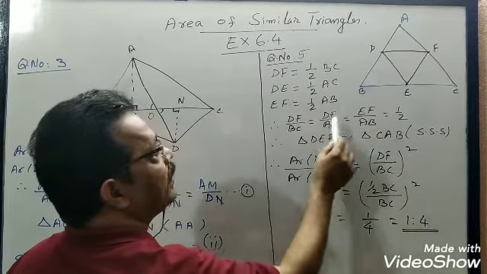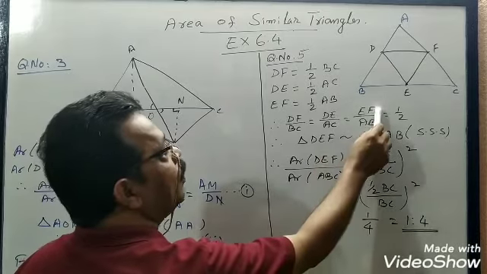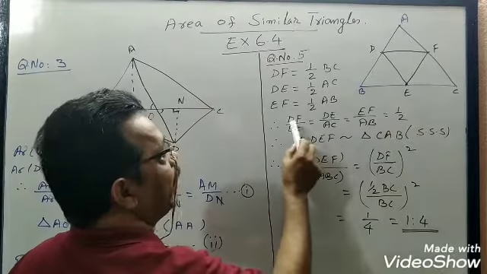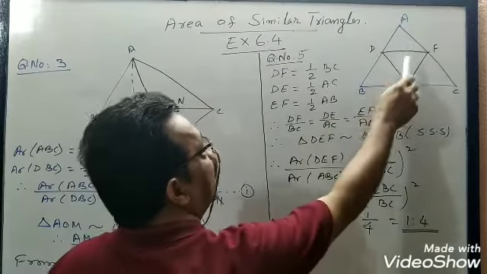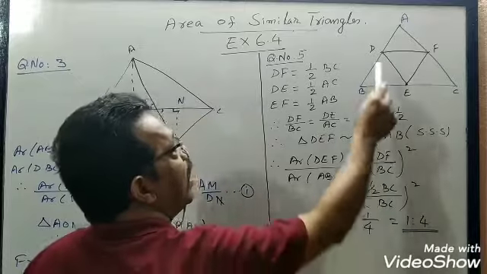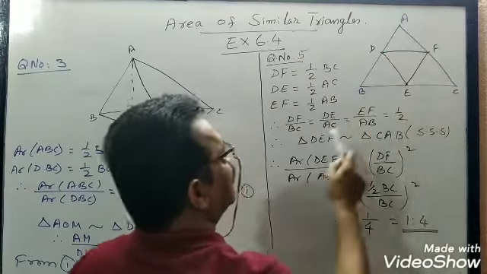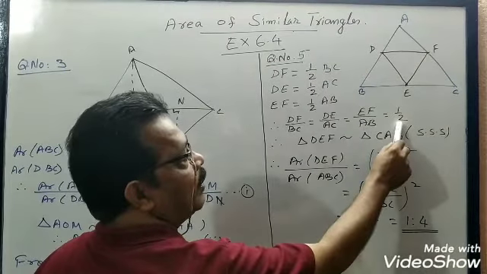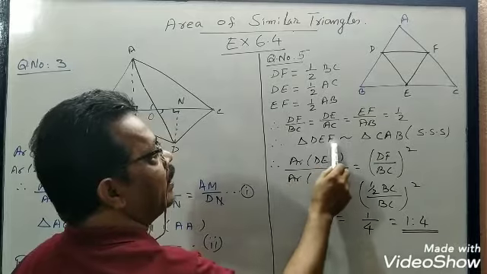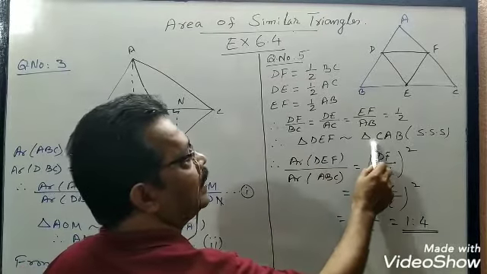That is DF by BC equal to DE by AC equal to EF by AB. So the ratio of the three sides of triangle DEF and the three sides of triangle ABC is equal. That is equal to 1 by 2. Therefore, triangle DEF is similar to triangle CAB.